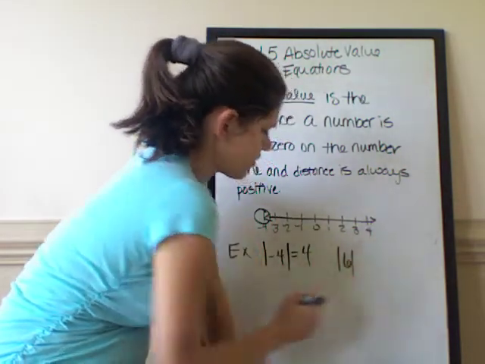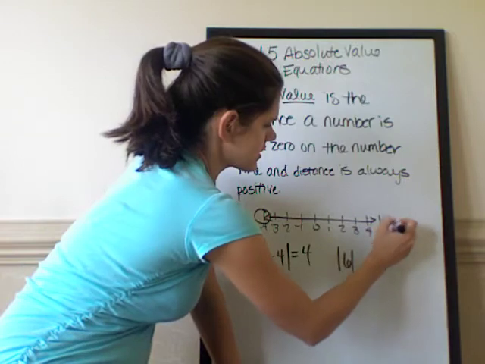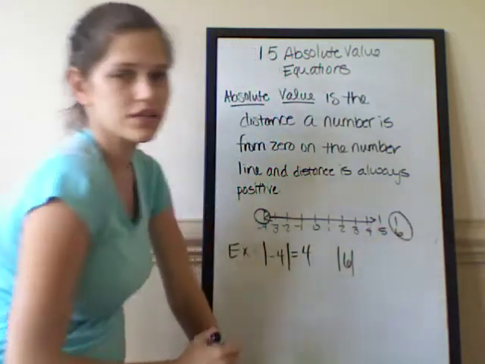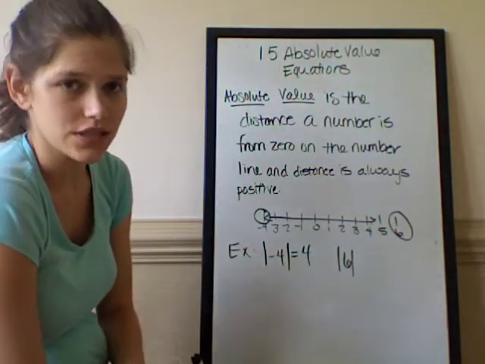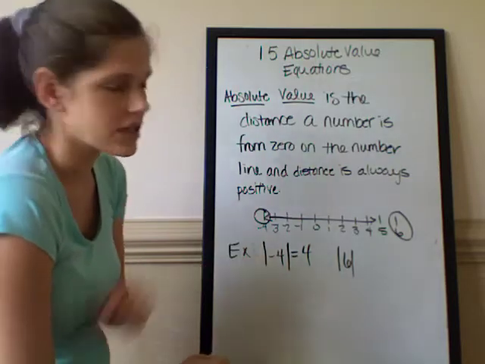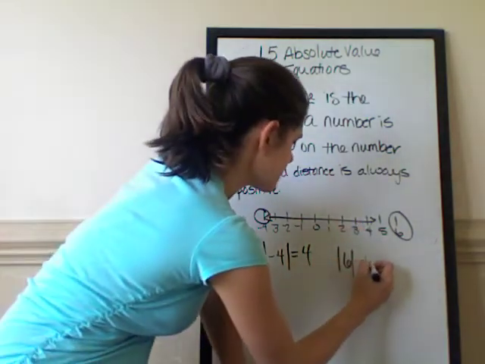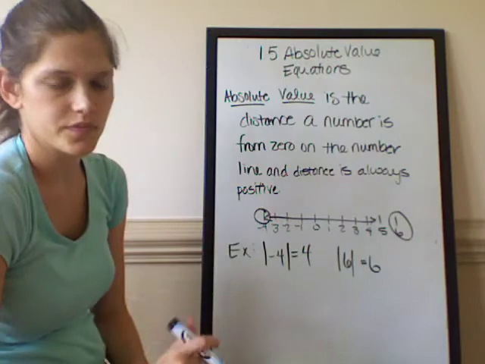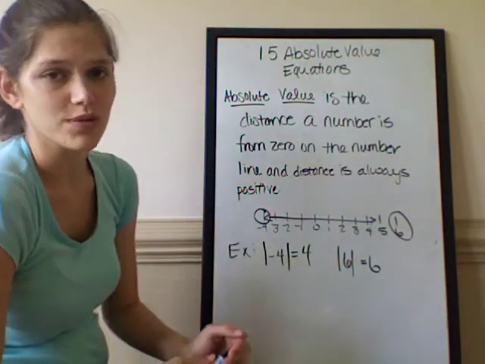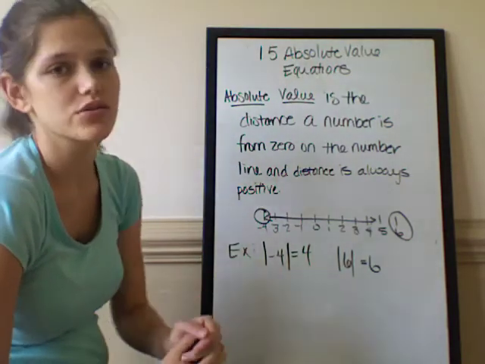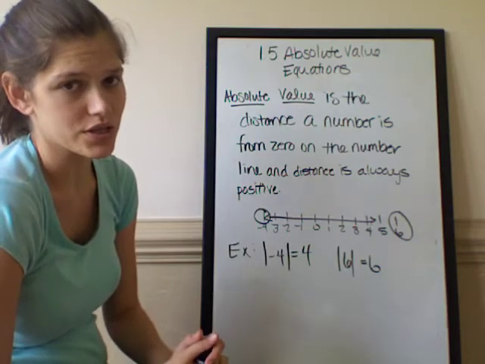Therefore, the absolute value of 6. Now look at 6. Here's 6 on the number line. It is currently 6 spots from 0, which means that the absolute value of 6 is 6. Okay? Absolute value must always be positive, therefore we're basically going to take the positive version of what number is in there.